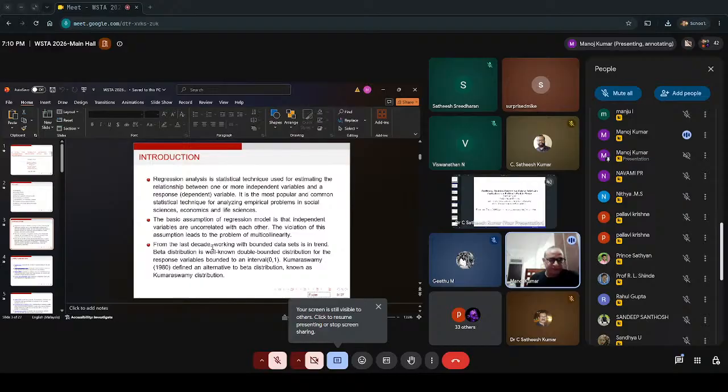Additionally, we will assess the efficacy of the proposed estimator in comparison to the maximum likelihood estimator and the Liu estimator using the mean square error criteria. And later on, it will be justified using Monte Carlo simulation in order to compare the results.